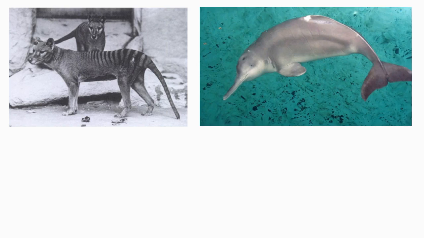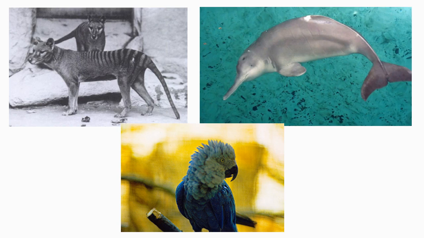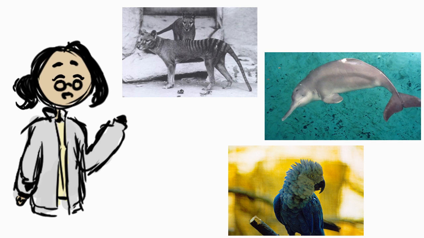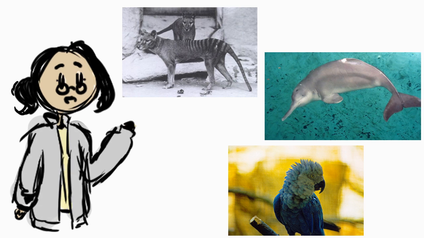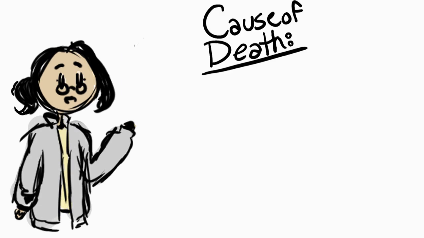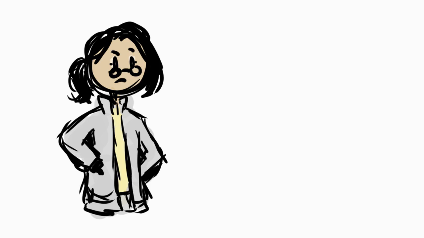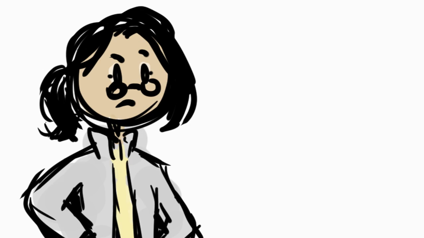The thylacine, the Baiji, Spix's macaw. What do all these species have in common? Well, besides the fact that they're all very cool and awesome species that have existed, all of these are species that have gone extinct, partially due to human interference. Yeah, go on, feel bad about the actions of our species. We all deserve that guilt.